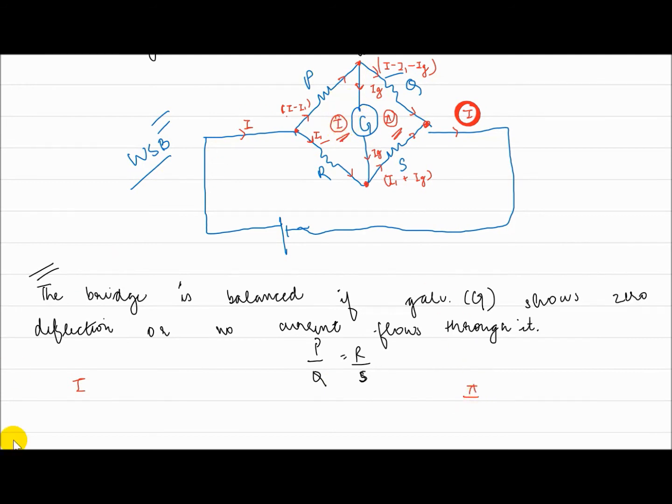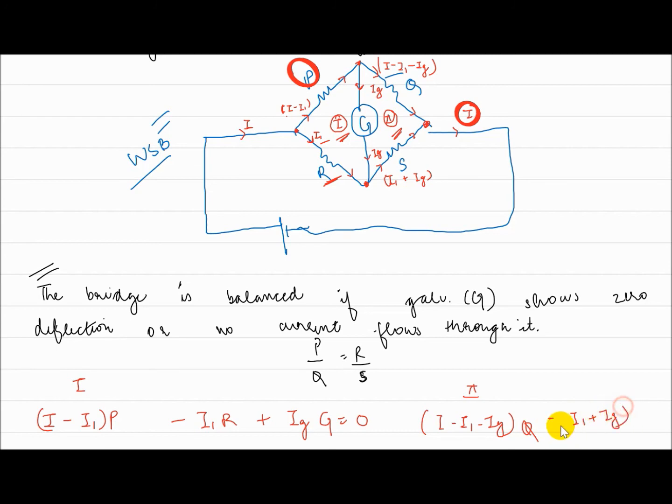In loop 1, we can see that the current I minus I1 is flowing through resistor P here, and the current I1 is flowing through resistor R, minus I1R, plus Ig into G, that is flowing through the galvanometer G. In the second loop, we can see I minus I1 minus Ig flowing through Q minus I1 plus Ig flowing through S minus Ig into G is equal to 0.